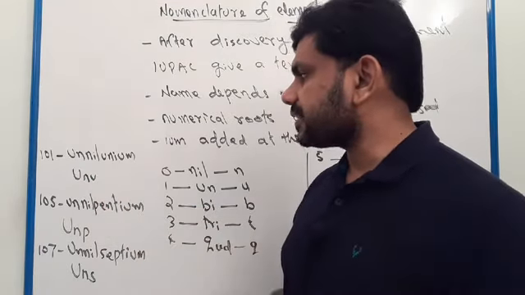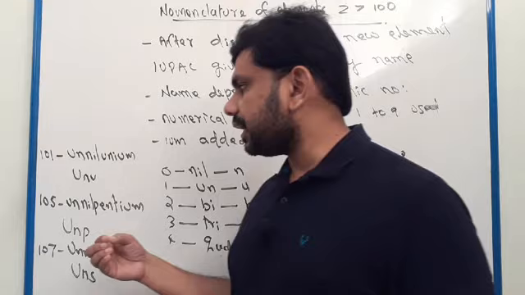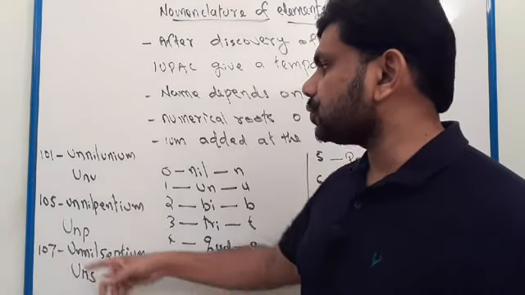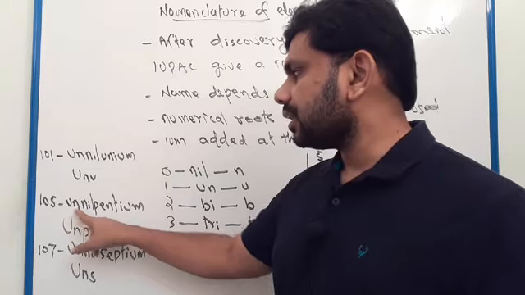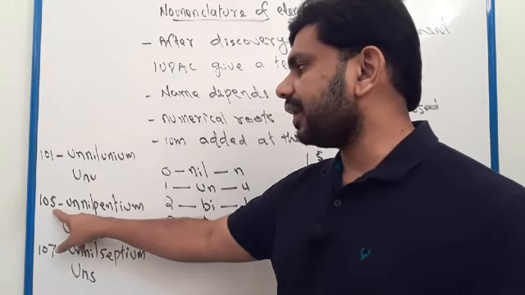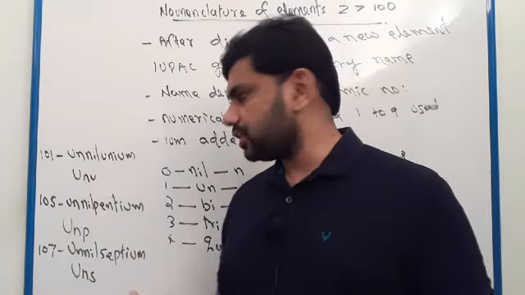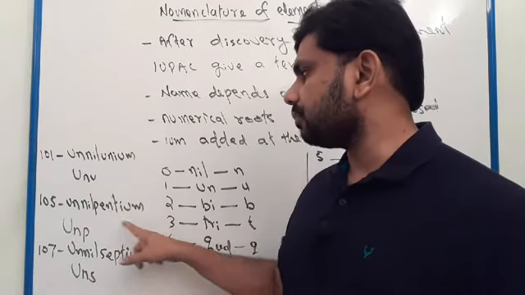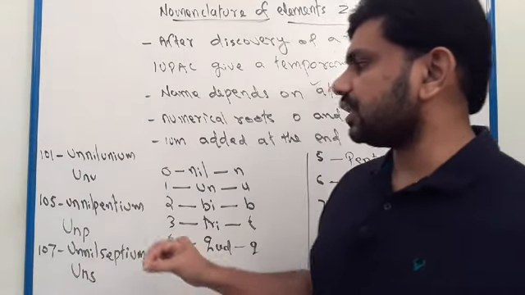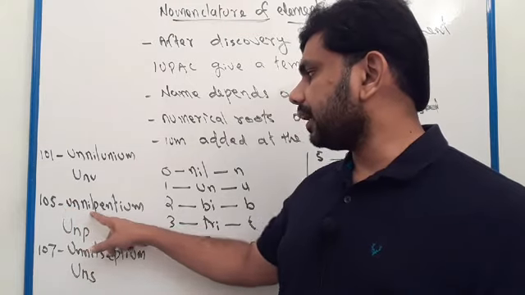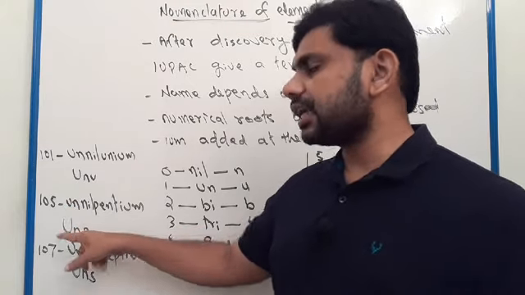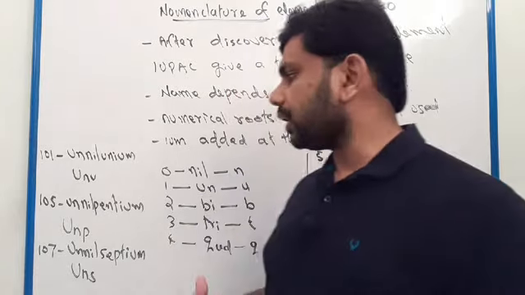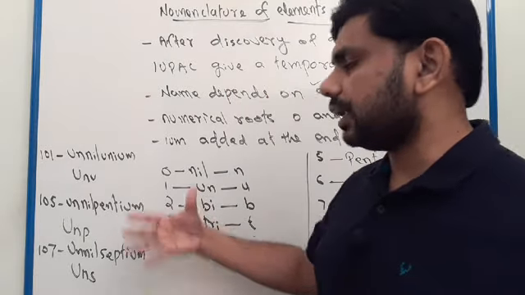See another example: the IUPAC name for the element with atomic number 105. We use 1 un, 0 nil, and 5 means pent. So unnilpentium. You can use the first letters for the symbol: UNP. The first letter uses a capital letter. You can use symbols like this.